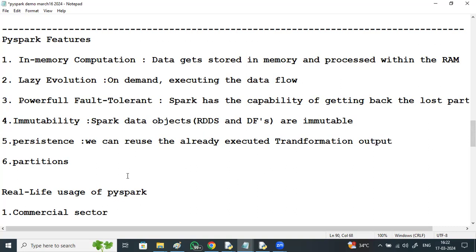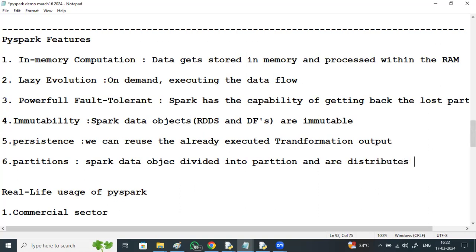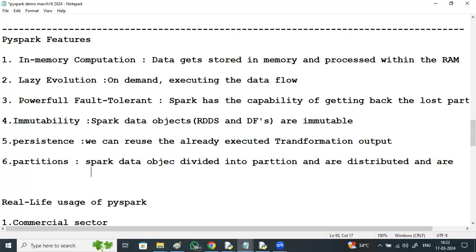And partitions. A Spark data object is divided into partitions, and the partitions are distributed and processed parallelly, right?